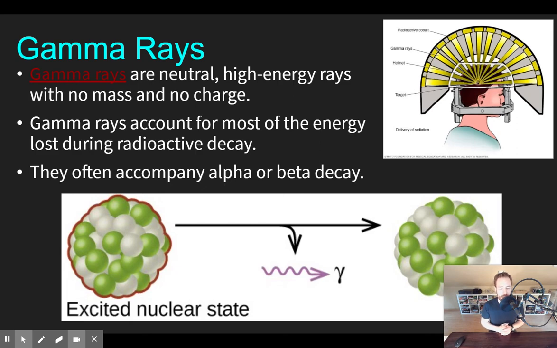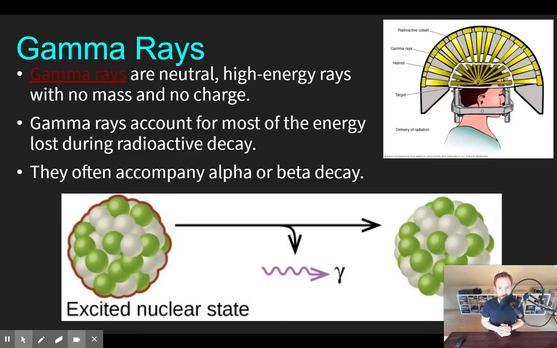And even though this doesn't have any mass, it's not an actual particle, gamma rays can also produce mutations. If you're exposed to a lot of them, they can mutate your DNA. So there is some truth to that part of the Hulk story, although the actual mutation that Bruce Banner got, pretty unlikely.